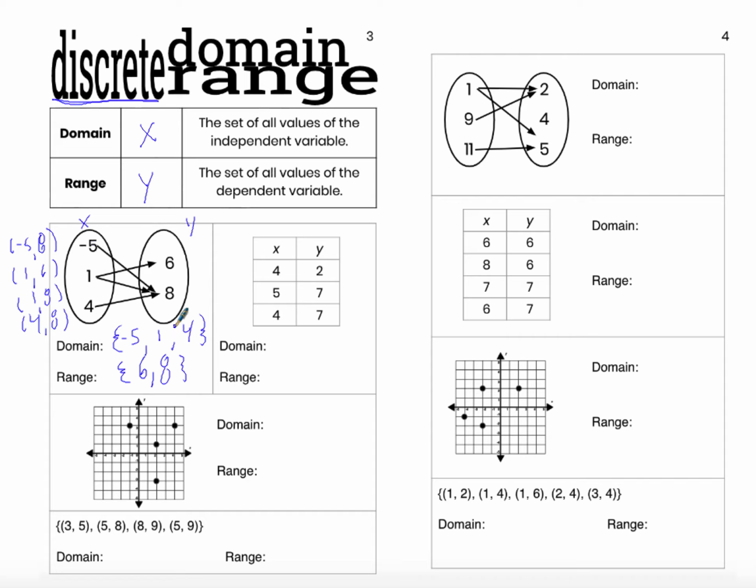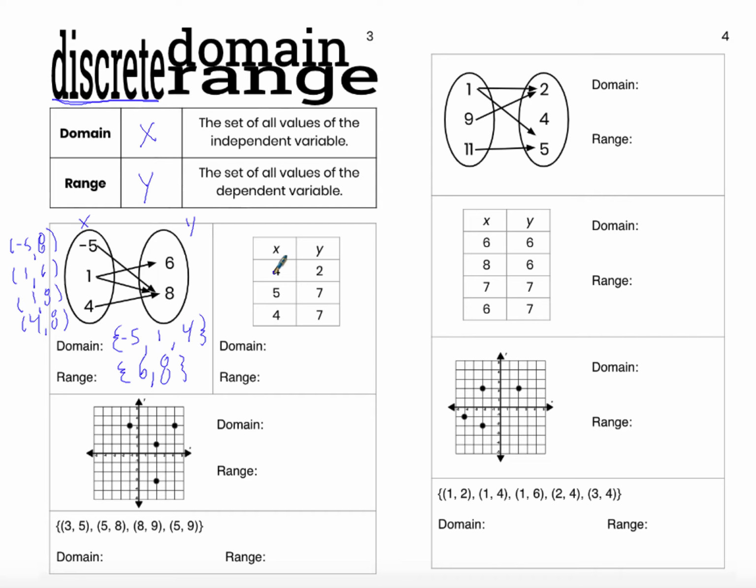Same thing for 1 and 4, but I don't know how many times that value of an independent variable shows up. So I don't write 1 twice, just because there are 2 ordered pairs with x equal to 1. I don't write 8 3 times to indicate that there's 3 values of 8 for the dependent variable. I just write each value 1 time. So the possible values of x are -5, 1, and 4. The possible values of y are 6 and 8.